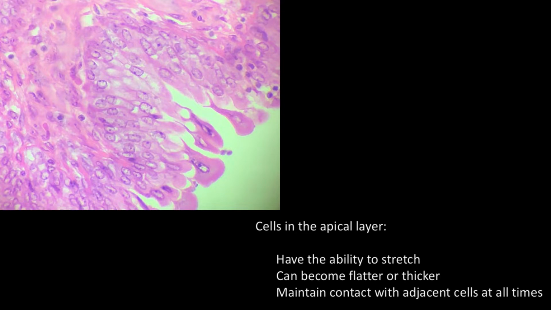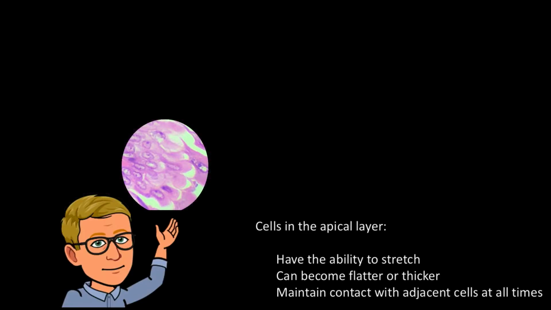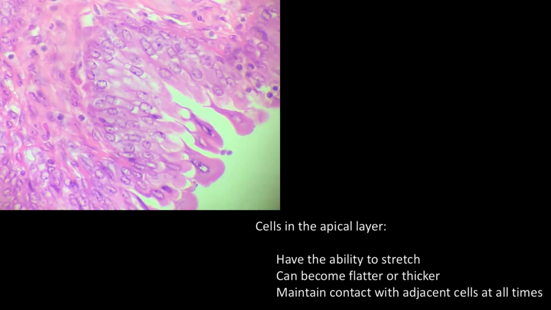Now, these domed cells at the surface, or at the apex, are what give this tissue its ability to stretch and flatten without tearing and without losing contact with the neighboring cells. When the cells are relaxed, they get a little bit taller. When they're stretched, they get a little bit thinner. They can do this while maintaining a smooth lining and a watertight lining.